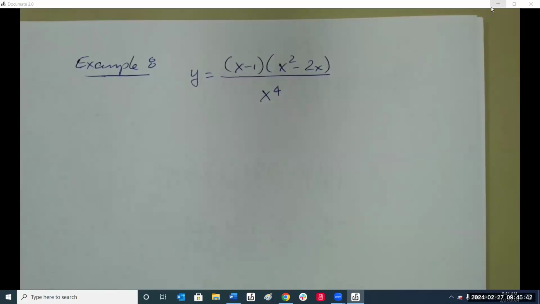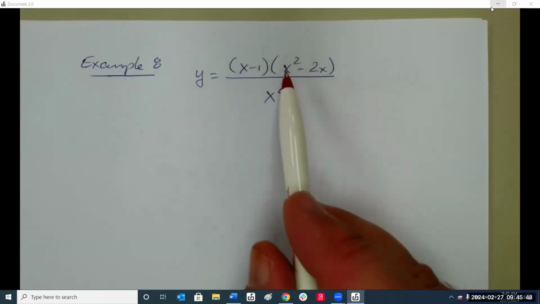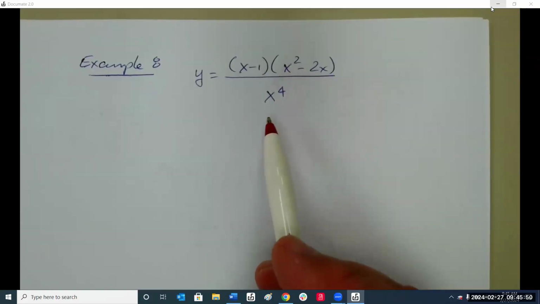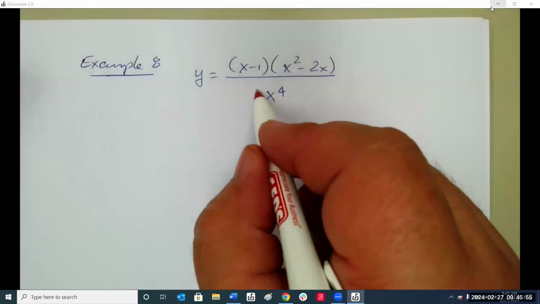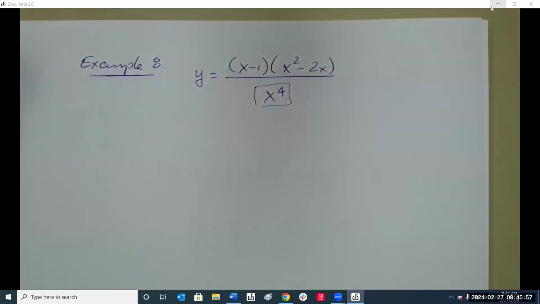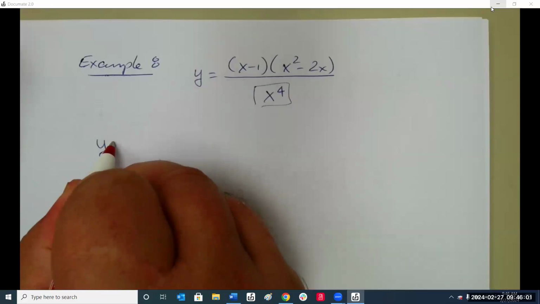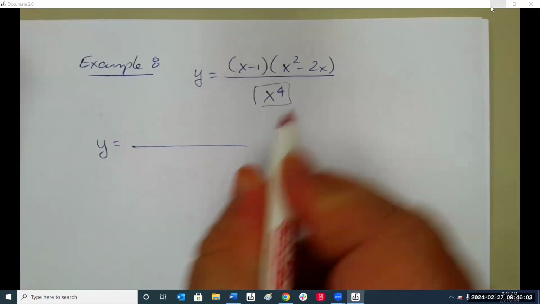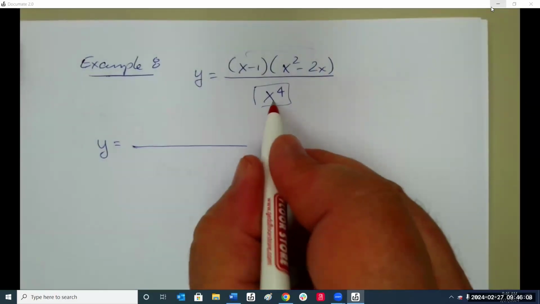Let me save you half an hour of work. Because if you're going to use the quotient rule, that means on the numerator, you'd have to use the product rule to do the derivative. Here is the rule. Whenever you have a monomial on the bottom, multiply the top together and divide each term by x to the fourth.